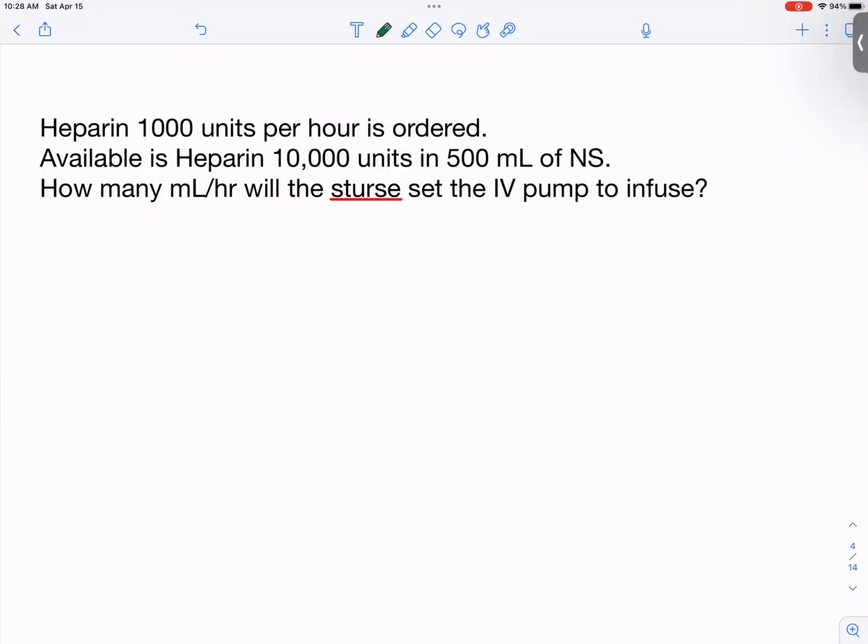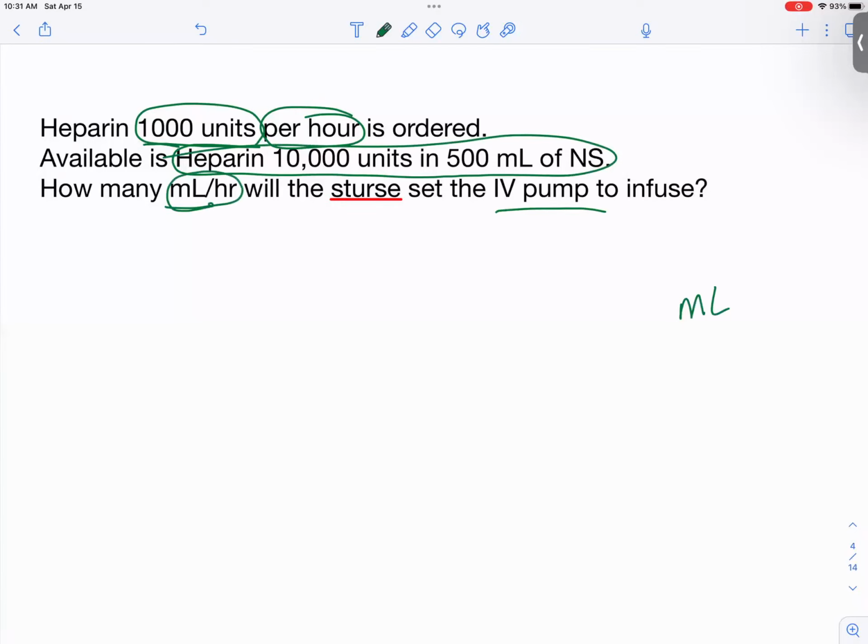Heparin, very powerful anticoagulant. So you know the calculation for this has to be right, because they could bleed if you're wrong. Oops. All right. So let's do it. The doctor orders 1,000 units per hour. Pharmacy sends up an IV bag that's 500 milliliters and it has 10,000 units in it. But it's telling you how many milliliters an hour will the nurse set the IV pump to. So you know it's an IV pump, but it tells you milliliters an hour. The order, 1,000 units per hour.